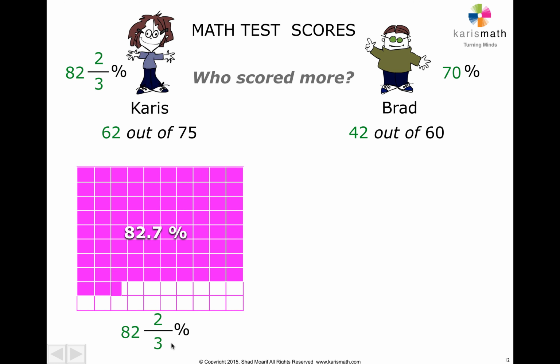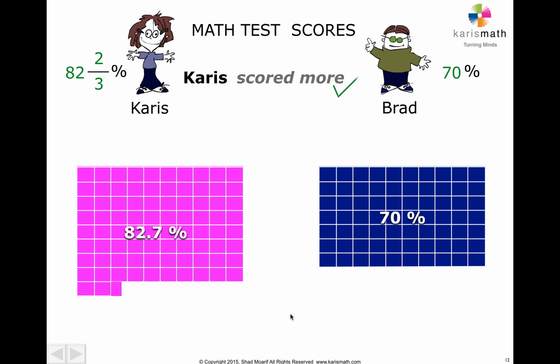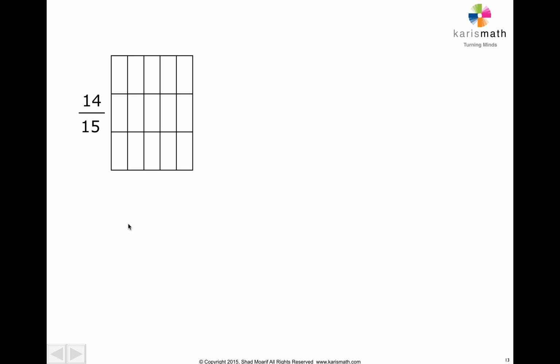And Brad gets 70%. So who got more? Of course, Karis wins. So 62 out of 75 is more than 42 out of 60. You see how easy it is to compare when you do it in terms of percentage. That's why we're learning this. A very standardized way of comparing scores. So Karis scored more. We know that. And let's now do some exercises here.